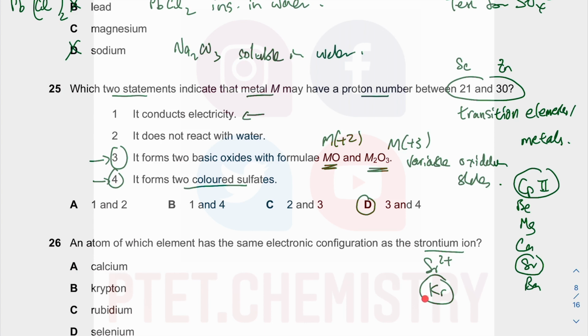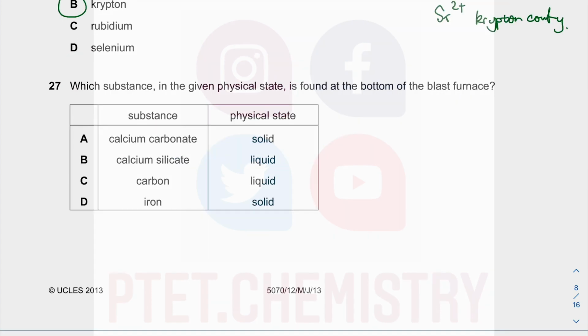You lose 2 electrons from strontium, you are going to become krypton configuration, and that's because they are asking for an atom. They're not asking for any ion or whatever, they're asking for an atom. So there's the krypton atom there. It will have the same electronic configuration as strontium 2+, which is the strontium ion, after the strontium loses the 2 outer shell electrons.